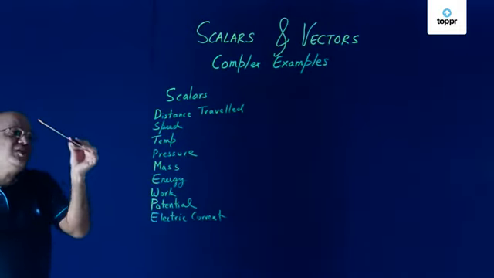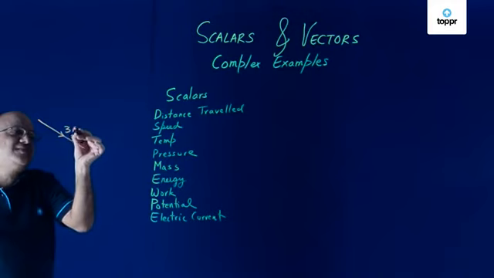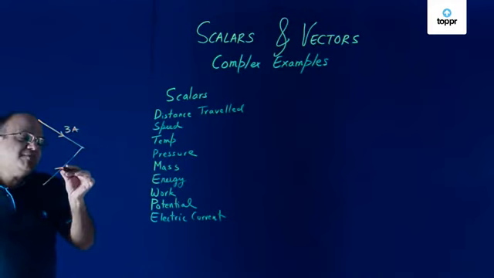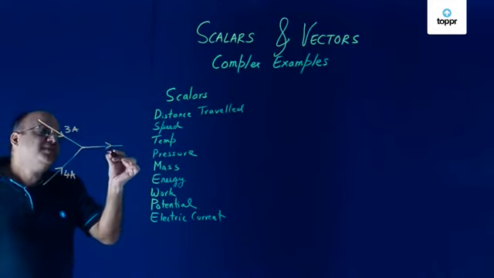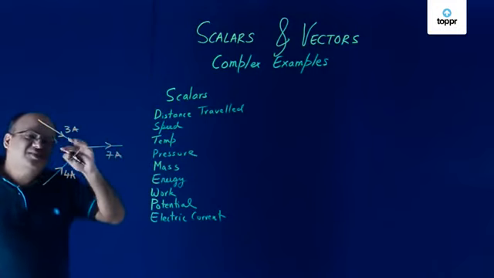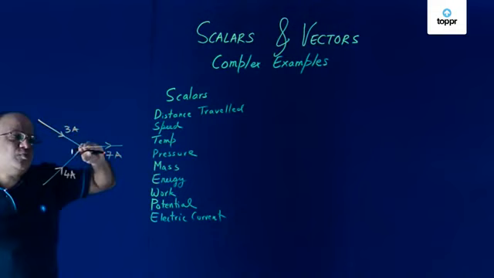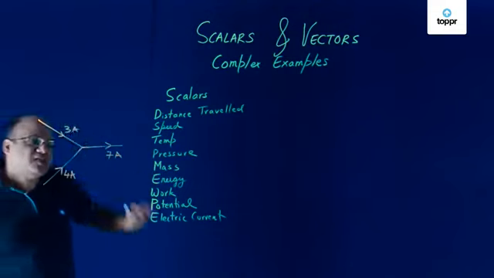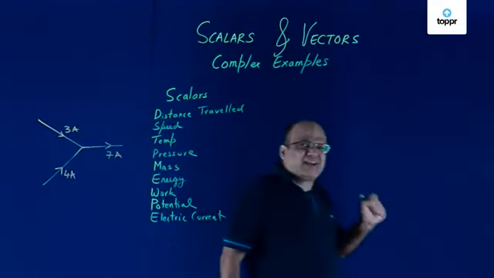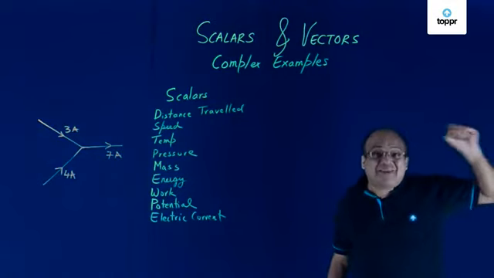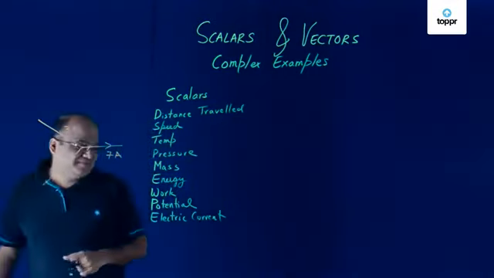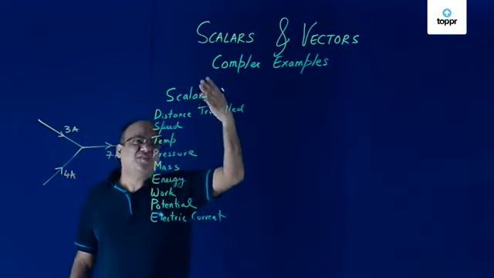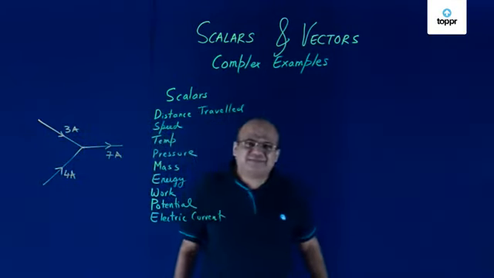But if a current of 3 ampere is going like this and a current of 4 ampere is going like this, always we get 7 ampere. This does not depend on the orientation of these wires. You keep on changing the angle, still you get 7 ampere. So electric current does not obey the laws of vector algebra. So electric current is a scalar. So all these are scalar quantities.